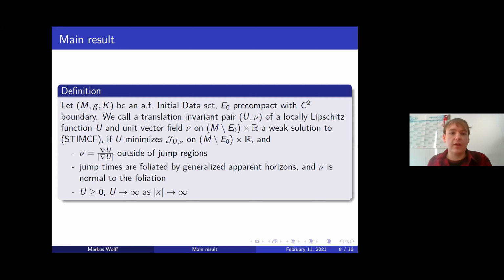And then we require U to minimize this variational principle on the cylinder. Outside of jump regions, nu actually will agree with this intuitive notion of unit normal. But inside of jump regions, we now see that they are in fact in the cylinder foliated by generalized apparent horizons. And therefore we can define nu there as the normal to this foliation.